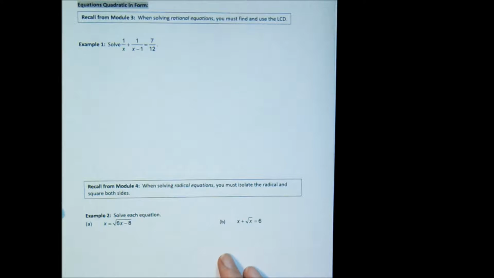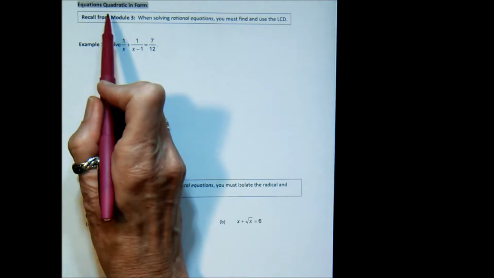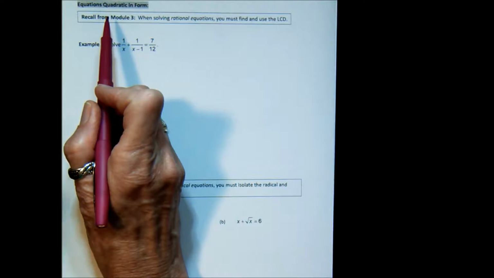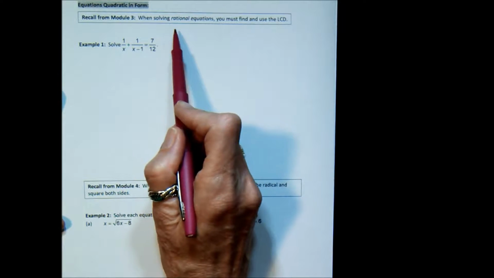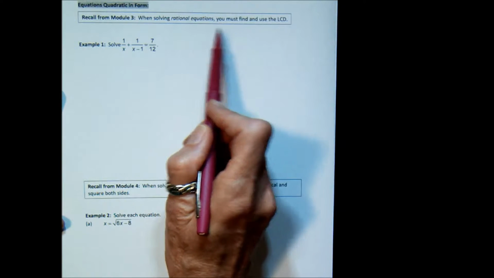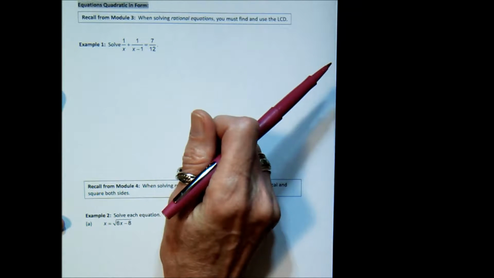Let's look at some equations that are actually quadratic in form. They don't appear to be quadratic when you first see them, and we're going to use some things that you learned in other modules for how to solve these. So it says, recall from Module 3, when solving rational equations, you must find and use the LCD.